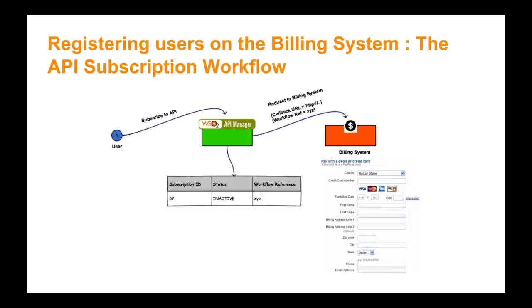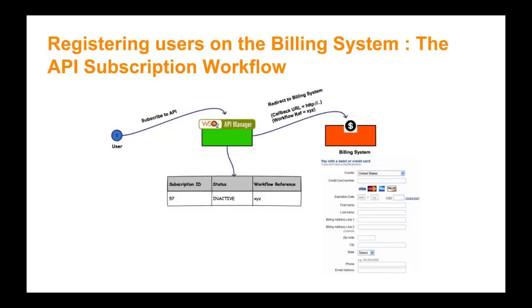You will be forcing him to sign up over there. So when this actually happens, the subscription that he attempted to create will actually be created on the API manager, but it will be in an inactive state, meaning that you cannot really use it until you are registered in the billing system. So when the redirection happens to the billing system, we will be sending these two things called the callback URL as well as a reference ID. We'll look into these details in the next slide when we evaluate their usage.